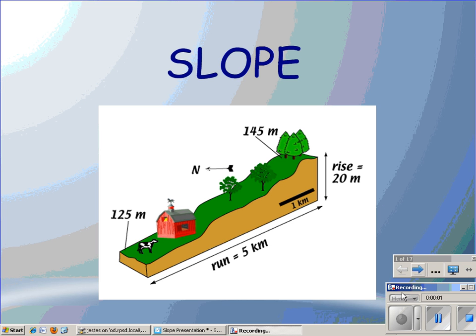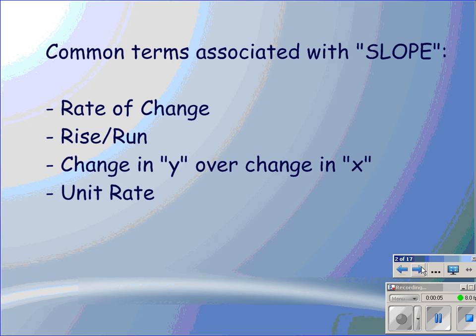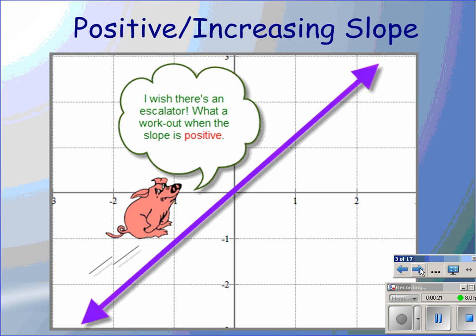Okay, guys, today we're going to talk about slope. Some common terms associated with slope are rate of change, rise over run, change in y over change in x, or unit rate. There are 4 different types of slopes. The first one, positive or increasing slope.